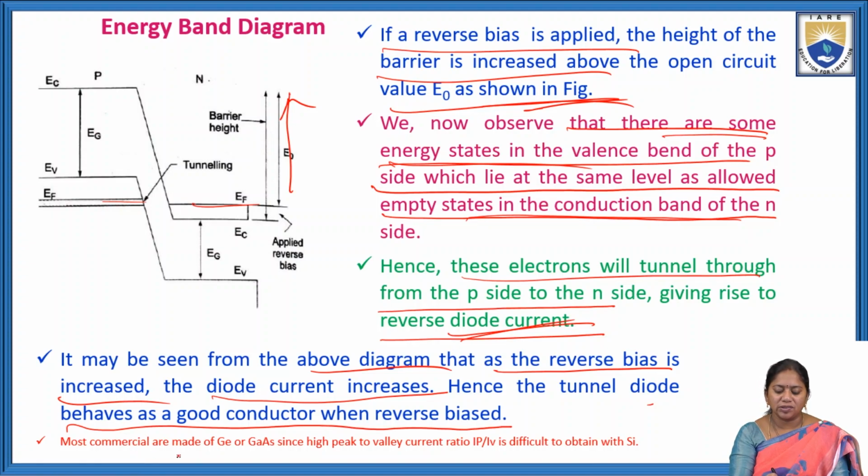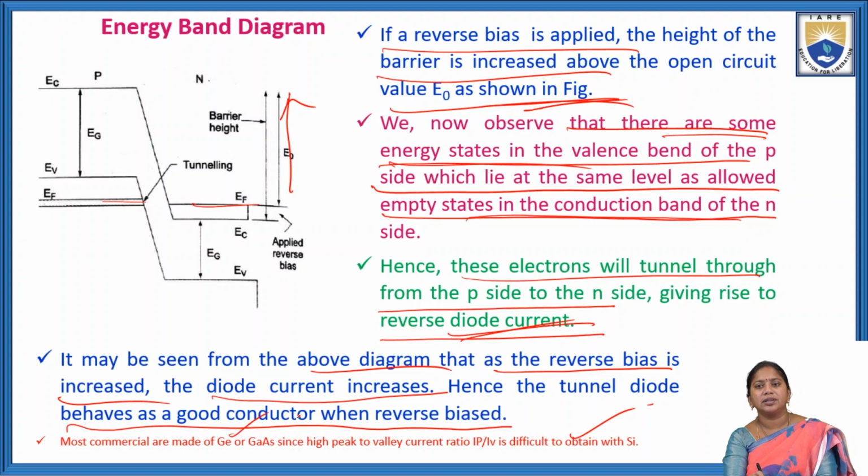Most commercial tunnel diodes are made of germanium or gallium arsenide, since a high peak to valley current ratio, IP by IV, is difficult to obtain with silicon. That's why tunnel diodes are mostly fabricated with germanium or gallium arsenide.